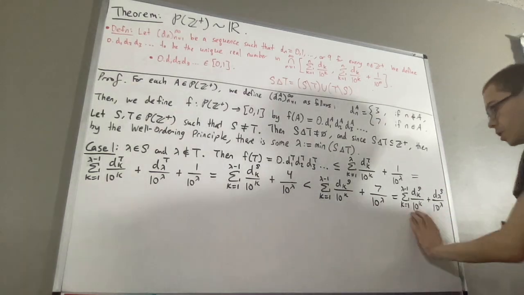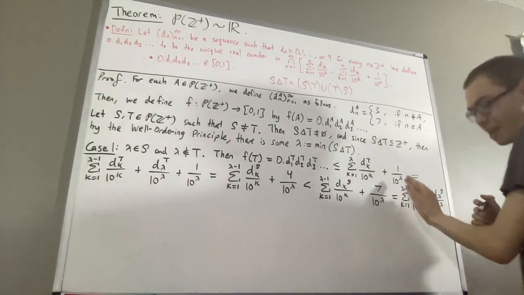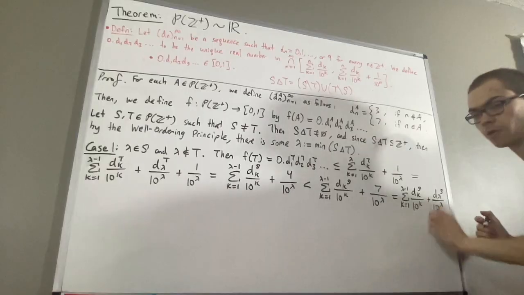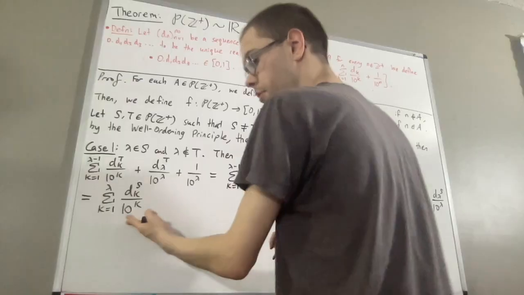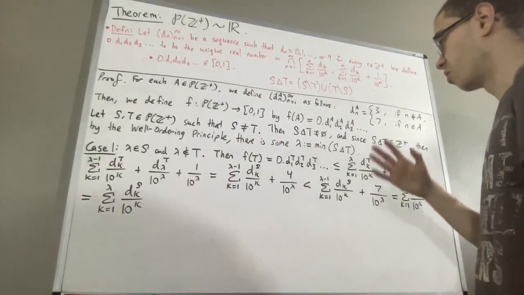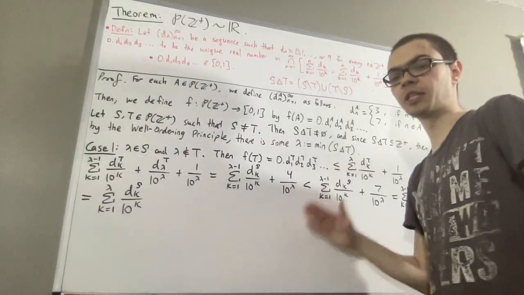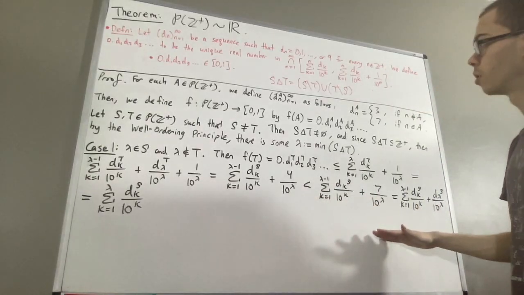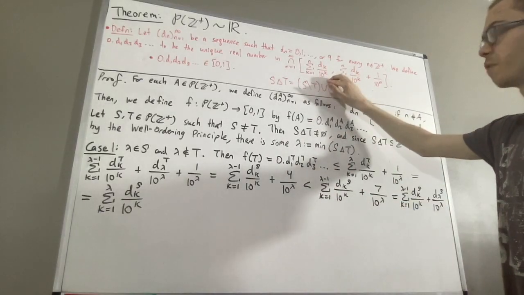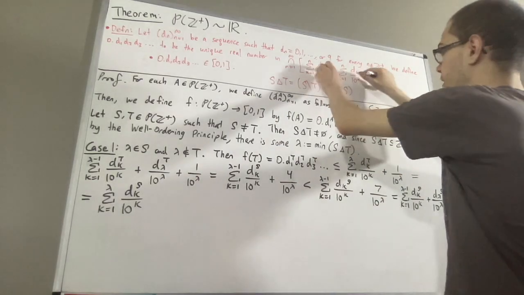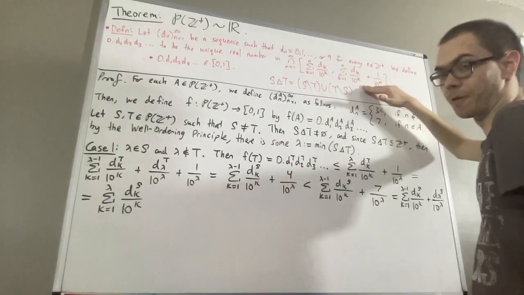But then we can combine these two guys into a single sum, right? We get the sum from k equals 1 to lambda of dks over 10 to the power of k. But now, what do we do from here? We consider the quantity 0.d1s, d2s, d3s, dot, dot, dot. We know that that quantity belongs to every single one of these closed bounded intervals, right? But we replace the dk with dks. So in particular, it belongs to the lambdath one.